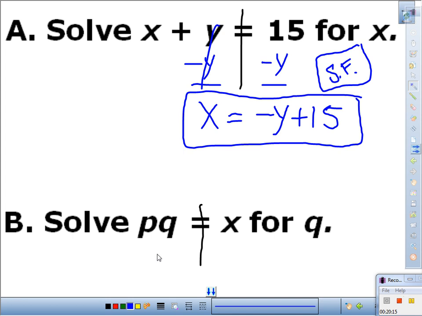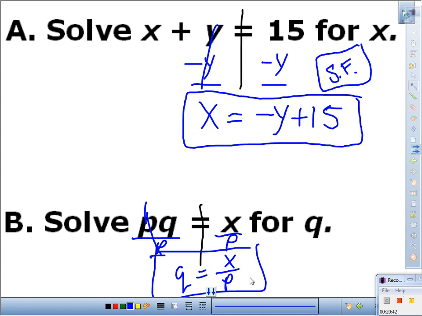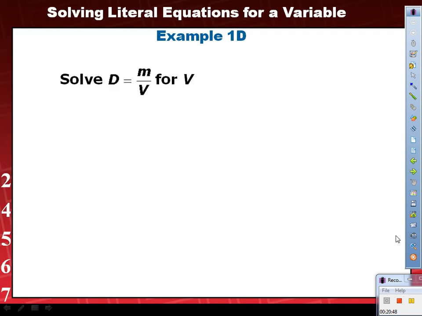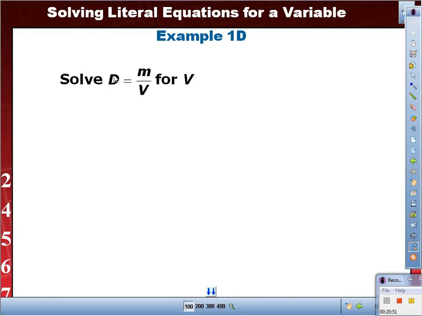Isolate q. So what do? Divide by p, divide by p. So I end up with what? x over p. Hands if you got that. That is correct. Crank it up a notch, yes? Yes. Copy this one. Example 1D.